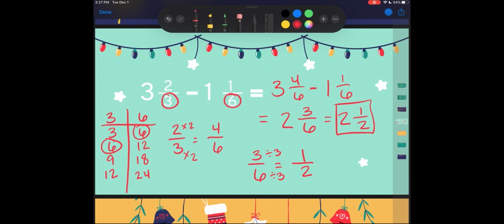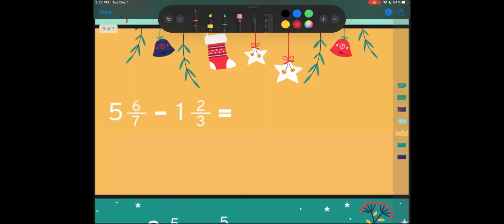Let's look at our last one that we're going to do before we get started on today's assignment. We got one final subtraction problem. We've got 5 6/7 minus 1 2/3. So y'all know the drill by now. You're seasoned champs at this. We cannot subtract those fractions because they've got different denominators. I've got to find the least common denominator of 7 and 3 before I could even do anything.